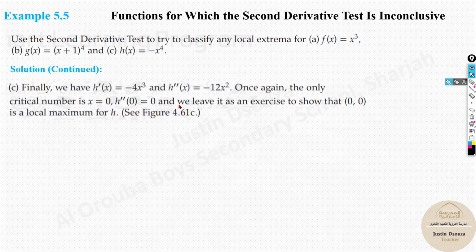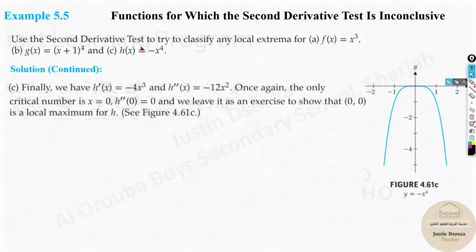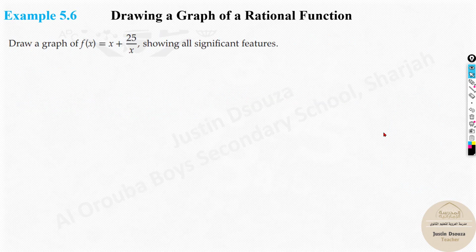And the last one is over here. That is x to the power -4. It's the same thing as just a while ago, but the minus means it'll open downwards, and it'll have a maximum point. That's it. Even over here, the second derivative is inconclusive, so you need to stick to the first derivative itself.